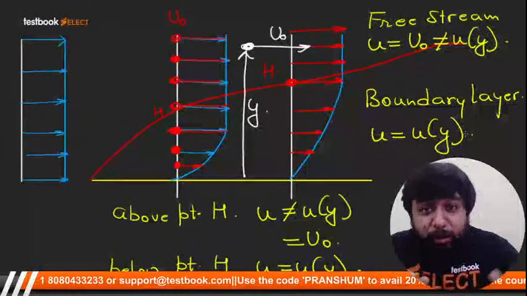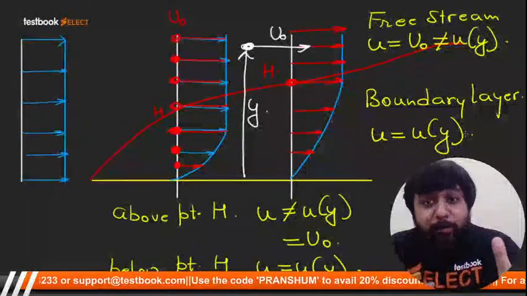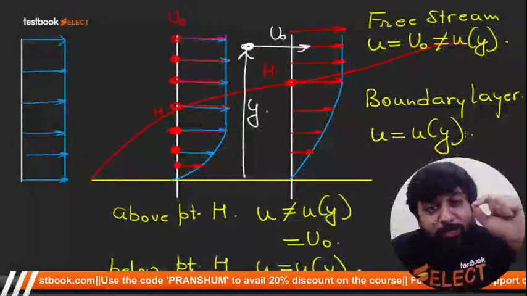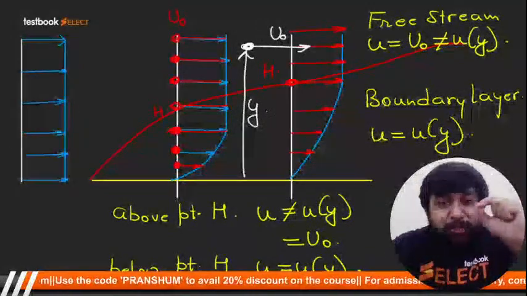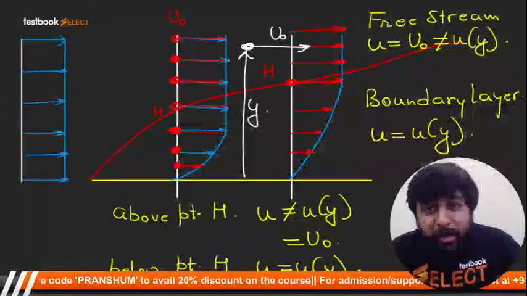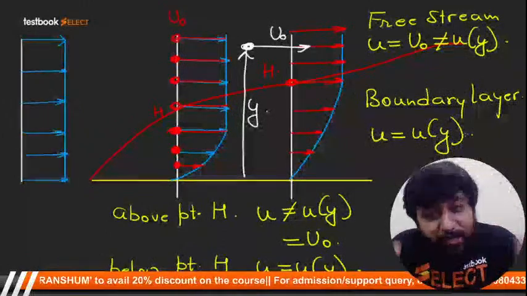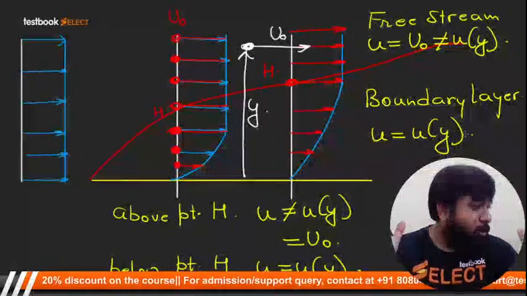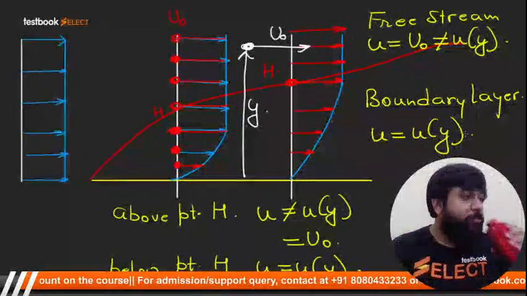They are nothing but two regions. And how do you differentiate them mathematically? If the velocity at a point depends upon the distance from the surface, it is the boundary layer. If it does not depend on the distance from the surface, then it is the free stream region. Is it clear to everyone what a boundary layer is?